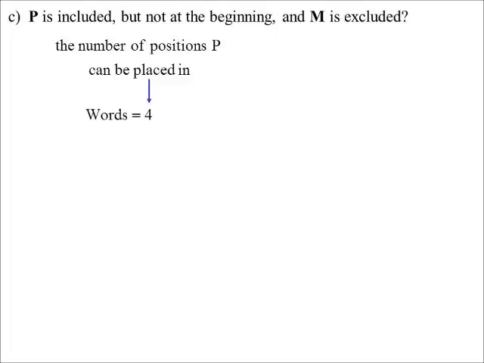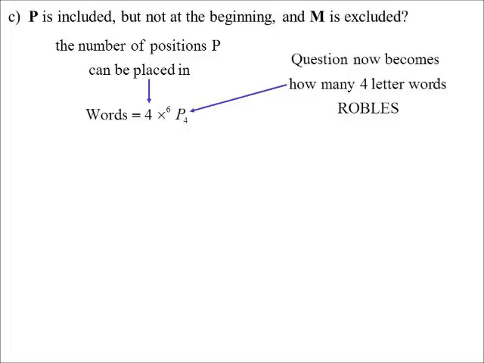Okay, look after the restrictions first. P is included, but not at the beginning. How many ways can I place that letter P? 4. Not at the beginning, so I can't take the first spot. All right, P is now placed in the word. We now have to get the rest of the word. We're not allowed to use the letter M. So there are 6 letters left, and we want 4 of them. So 6P4 ends up being 1440.